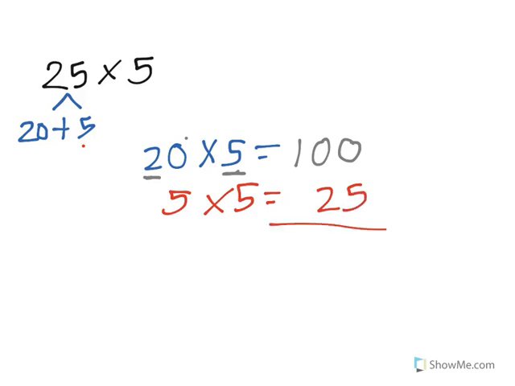The final step to decomposing is to add the numbers together. 0 plus 5 makes 5, 0 plus 2 makes 2, and then we bring down the 1. So 125 is the product for 25 times 5.